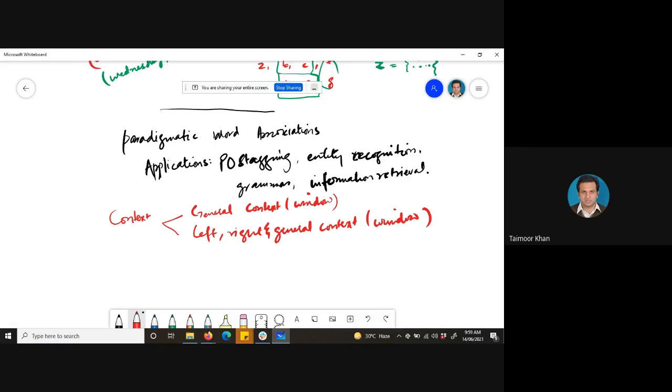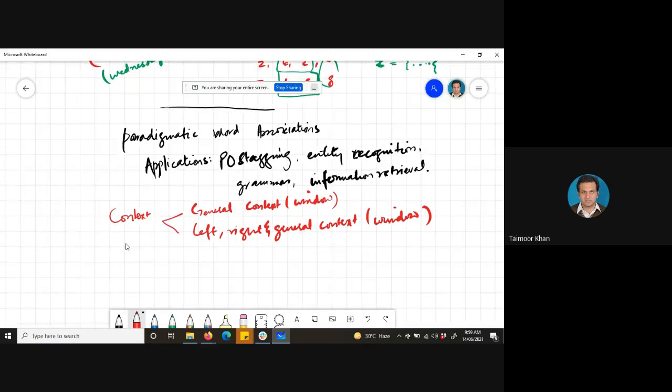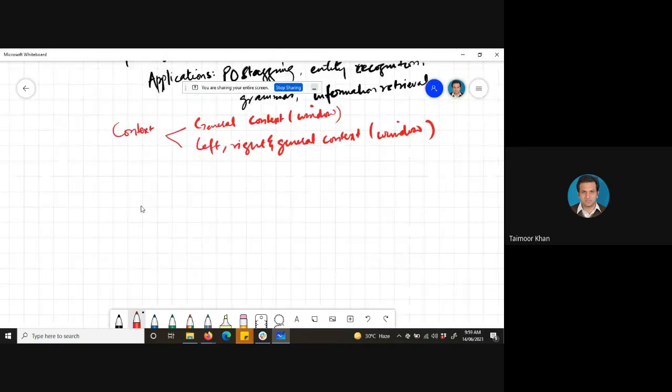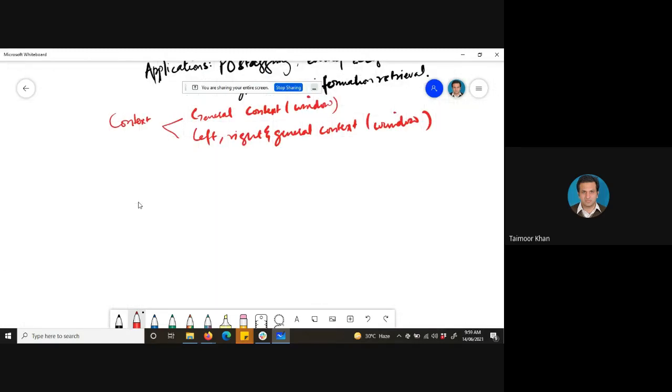So it's up to you, according to the need of the application, which approach you use. The working is very much the same. The only difference is the first one is simpler, more straightforward, and is computationally inexpensive. But of course, it's going to give you less information as compared to the second one.